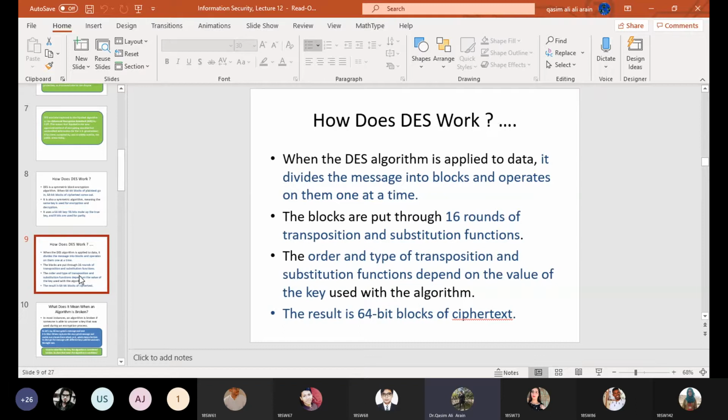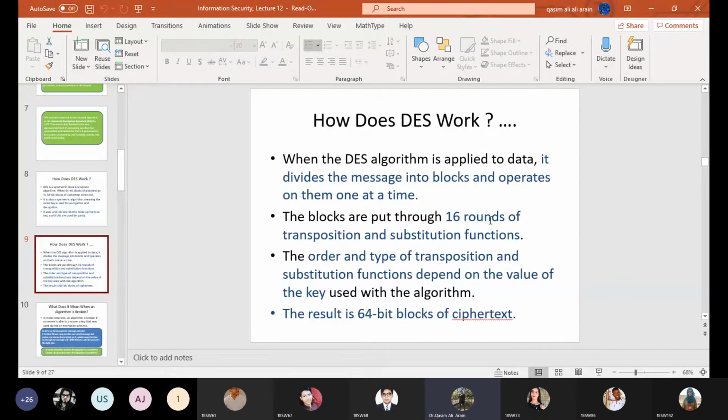Now how does it work? When the DES algorithm is applied to data, it divides the message into blocks and operates on them one at a time, right? Like a block cipher, you divide the message into different blocks, and every block is operated on by a certain key. The blocks are put through 16 rounds of transposition and substitution functions. I told you yesterday the role of substitution and transposition. We make our data jumbled and transposed in such a way that a normal person cannot know the information that is traveling or being encrypted, right?